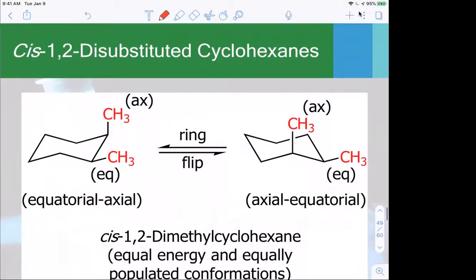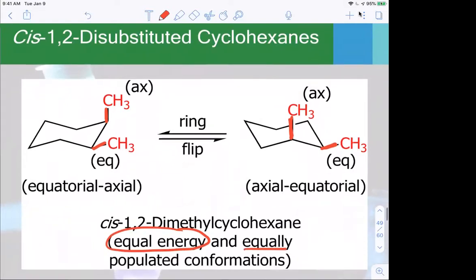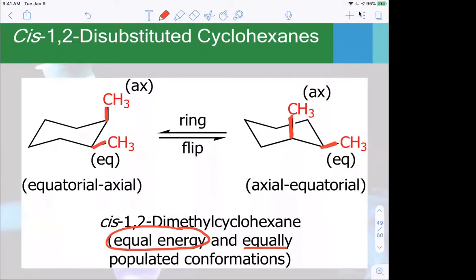Here's another example of a 1,2 disubstituted, but this one cis. I have axial up, equatorial up. Ring flip goes to axial up, equatorial up. These are going to be equal energy and they're equally populated because in both of these conformations, one of the substituents is axial and one of the substituents is equatorial. So equal in energy because there's no difference between the stability of these two different ring flips of this molecule.